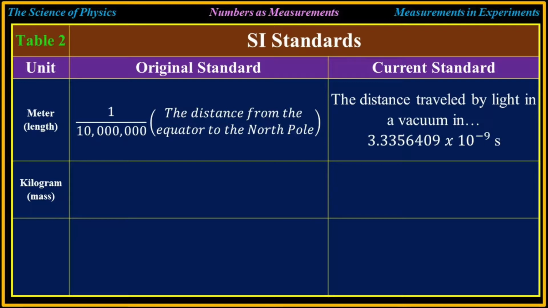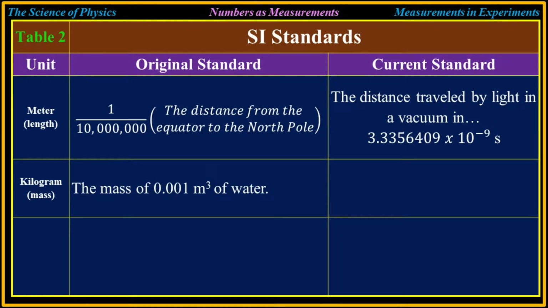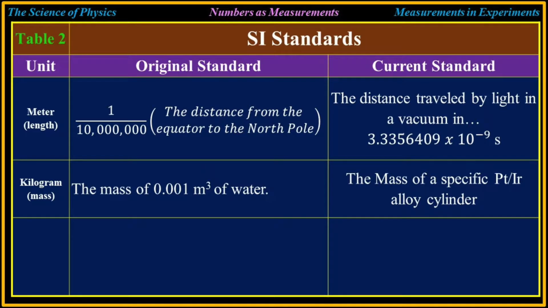Kilogram, or the mass. The mass of 0.001 cubic meters of water. That's about a liter. It's a liter. It is a liter. The mass of a specific platinum iridium alloy cylinder. That is a kilogram.